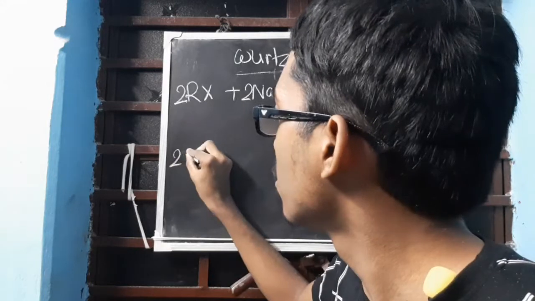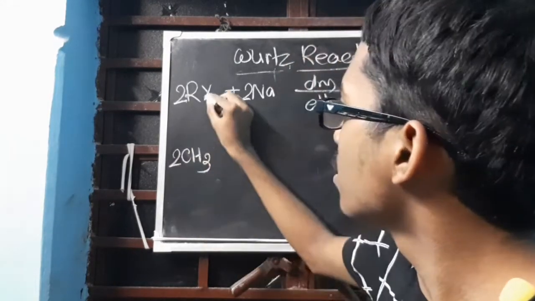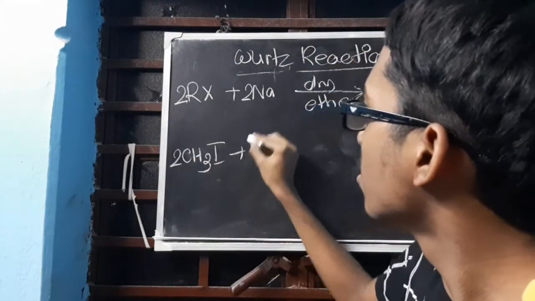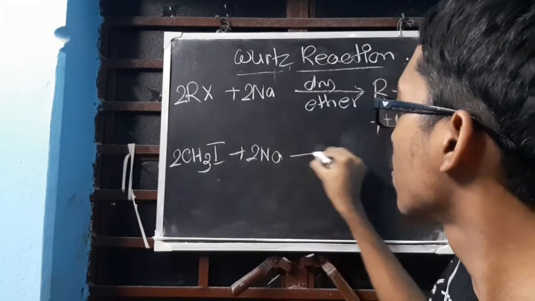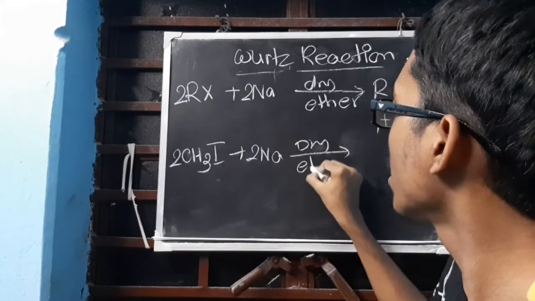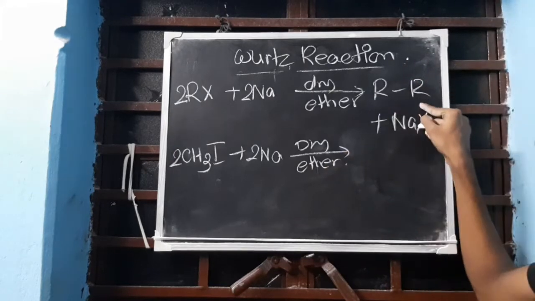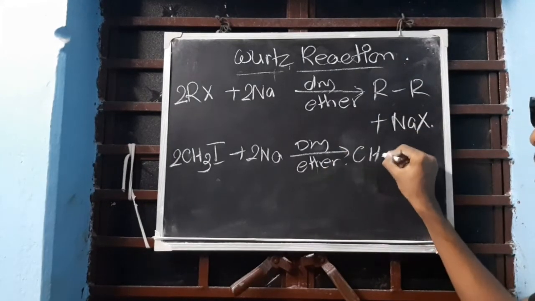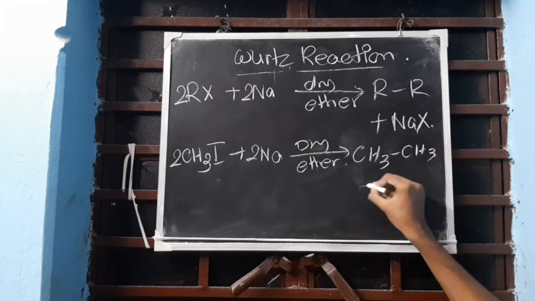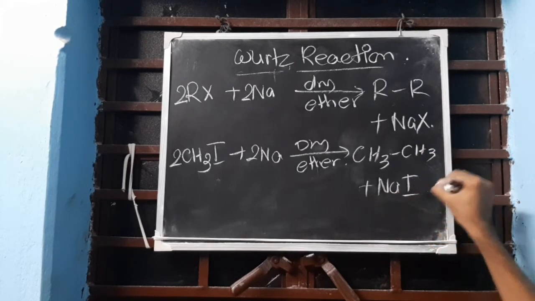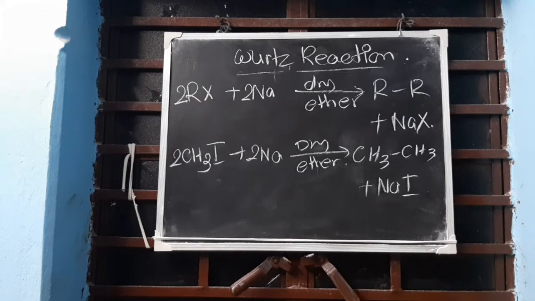Suppose I am putting 2CH3, instead of X, I am putting I, plus 2Na in the presence of dry ether. R-R I have to put, so it will be CH3-CH3 plus NaI. Done. That's Wood's reaction. That's not the only reaction, a lot of reactions are there. Clear? If this CH3-CH3 seems awkward, write it as C2H6, no problem, that is ethane only. Did we get ethane? Yes.